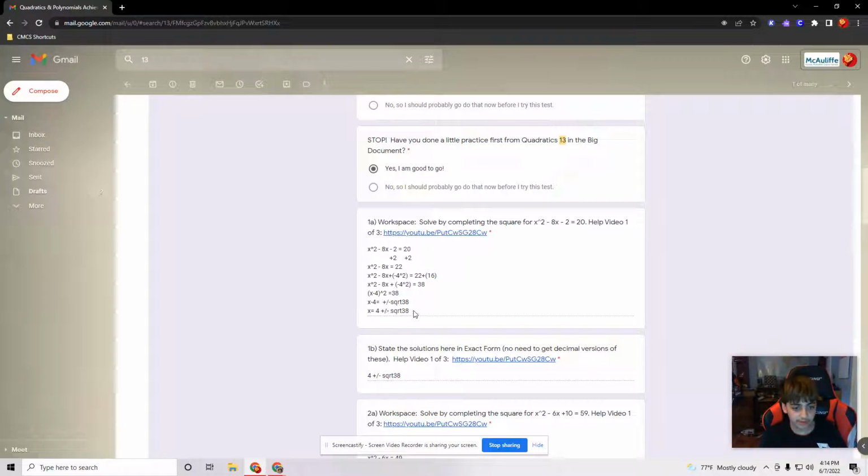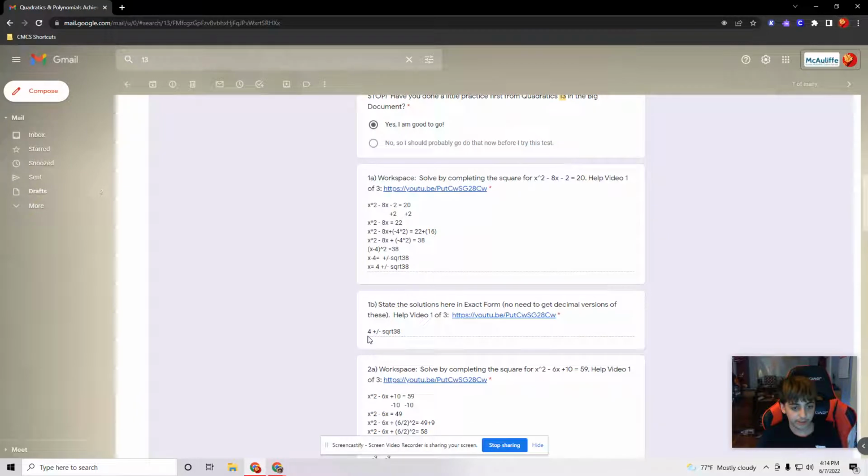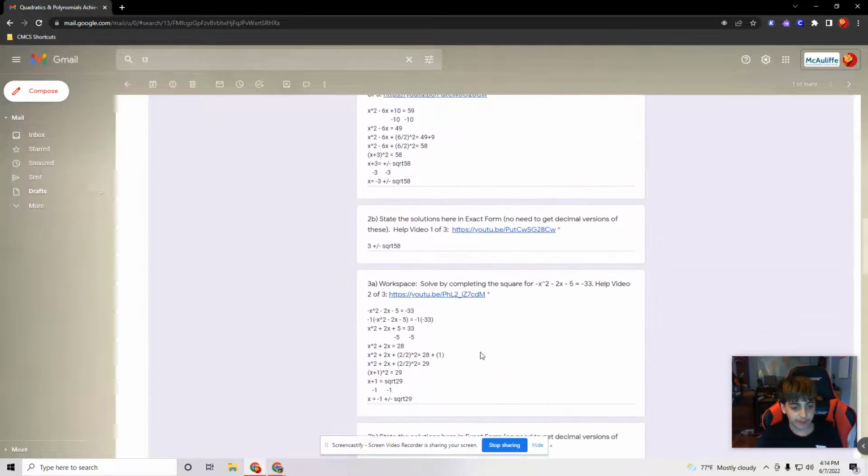But you want to get everything on that side, so you add 4 to both sides. And it's x equals 4 positive or negative square root of 38. And you just write it like that. So then your answer would be 4 positive or negative square root of 38. So now we're going to demonstrate with 3.